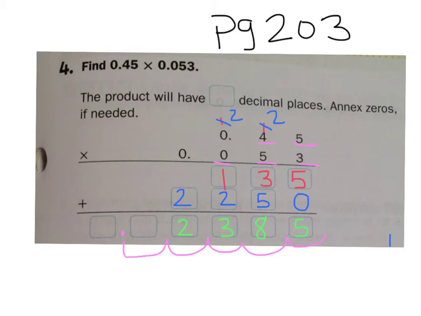Now in this case, we have one empty space, which we can then put in a 0. So our final answer is going to be 0.02385.